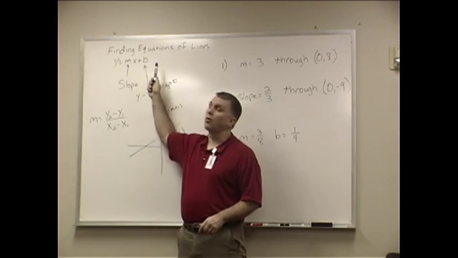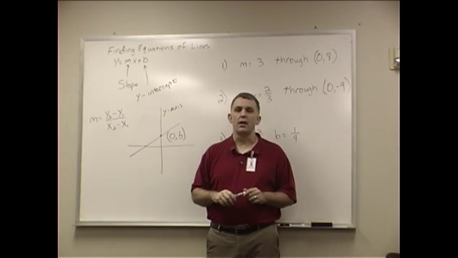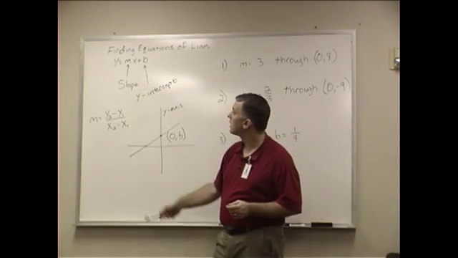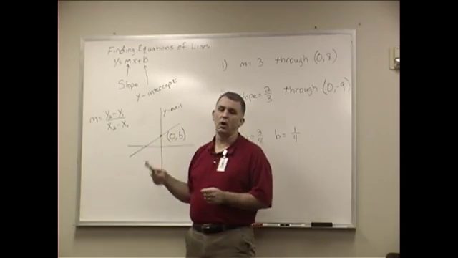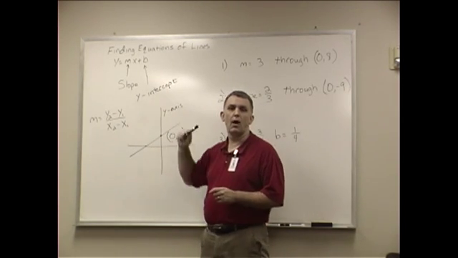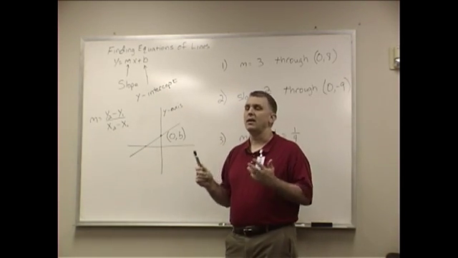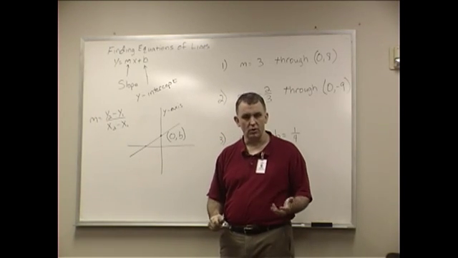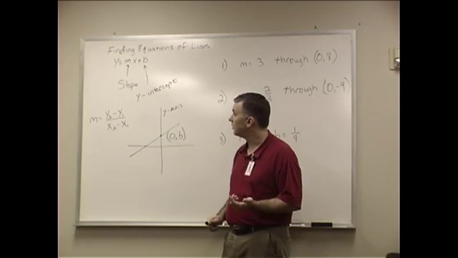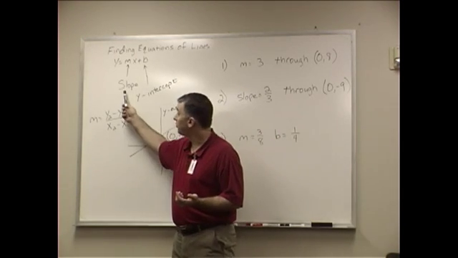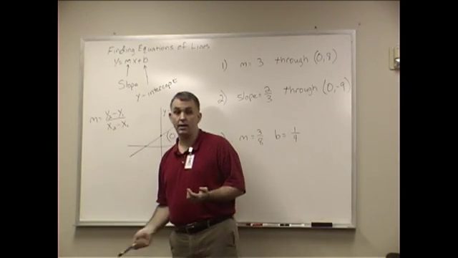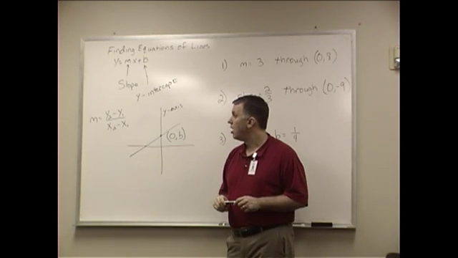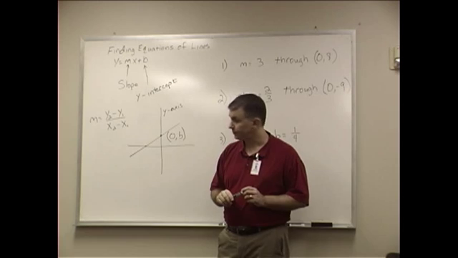One of the main forms of the line that you've been taught is slope-intercept form, y equals mx plus b, where m is the slope and b is the y-intercept. If you know the slope and the y-intercept, you know the equation of the line. It's as simple as that. Now, slopes, we've already learned how to calculate. You can calculate a slope with y2 minus y1 over x2 minus x1.